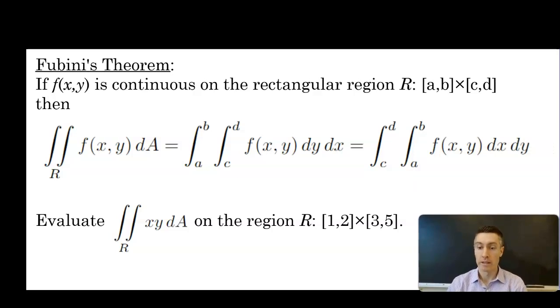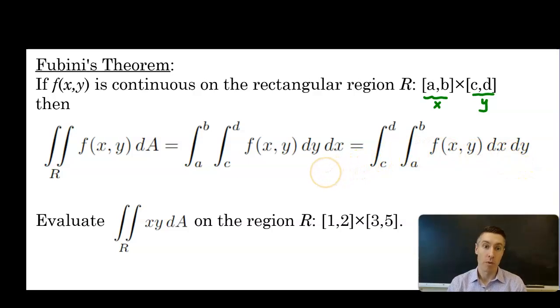So we have Fubini's theorem, which states that if the function f of xy is continuous on the rectangular region R, defined over the interval a to b and c to d, remember this is our x interval, this is our y interval, then the double integral over that region R of the function f of xy dA is equivalent to the double integral of the function evaluated dy dx, which is also equivalent to the double integral of the function evaluated dx dy.